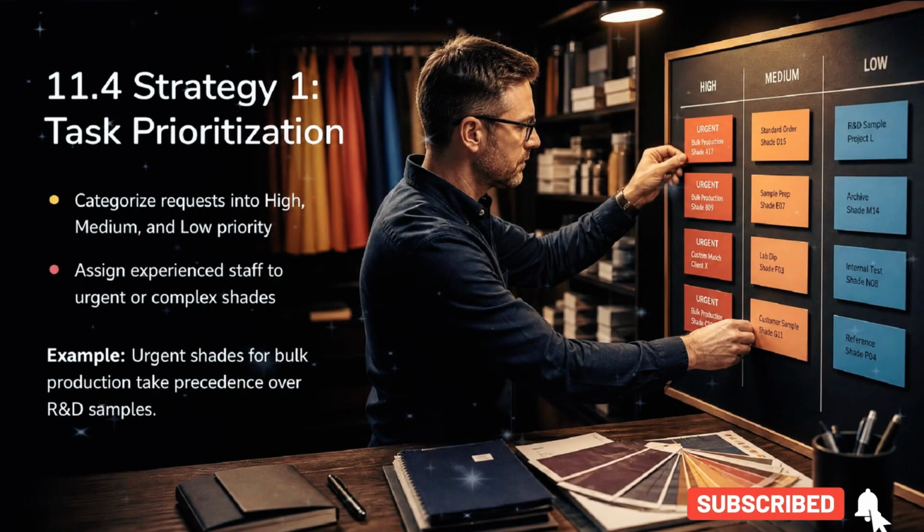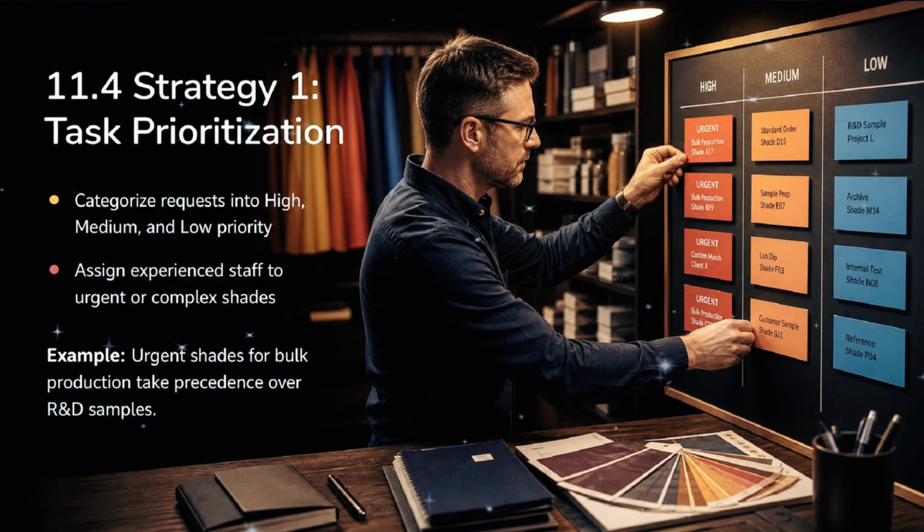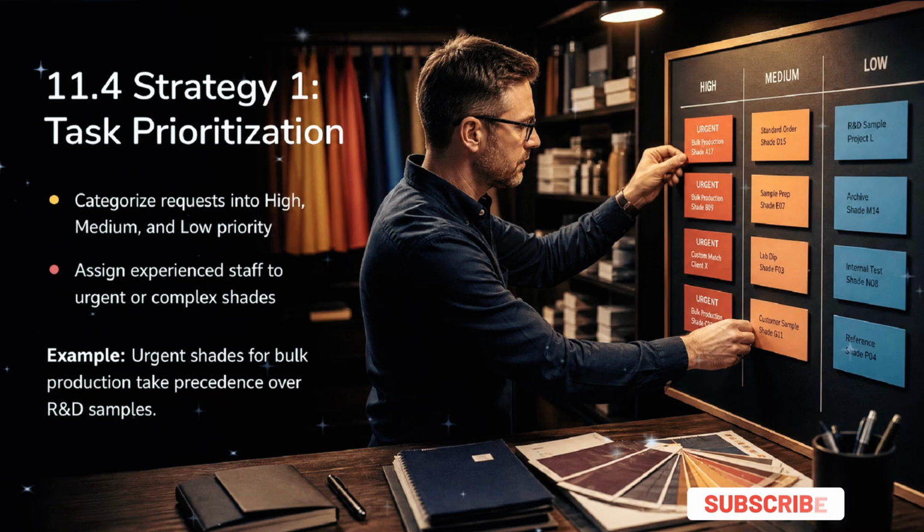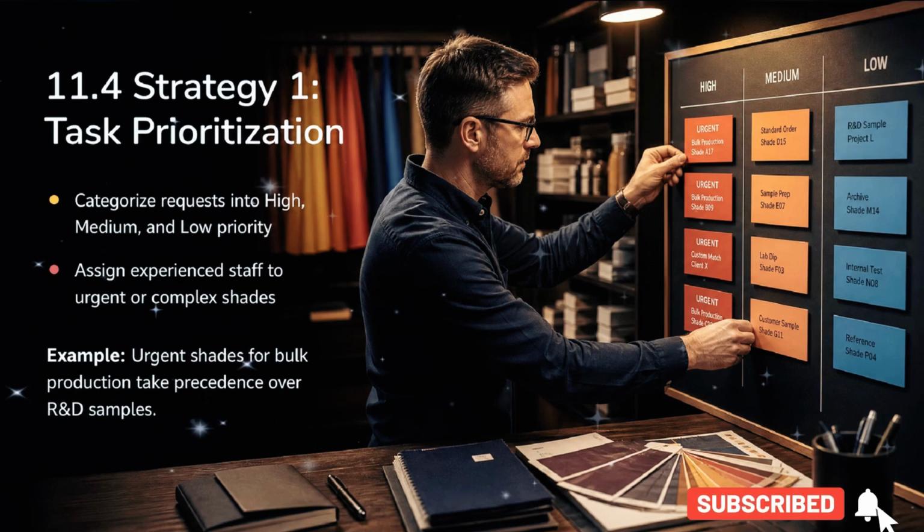Strategy 1 is task prioritization. Categorize requests into high, medium, and low priority, and assign your most experienced staff to handle urgent or complex shades to keep production moving smoothly.